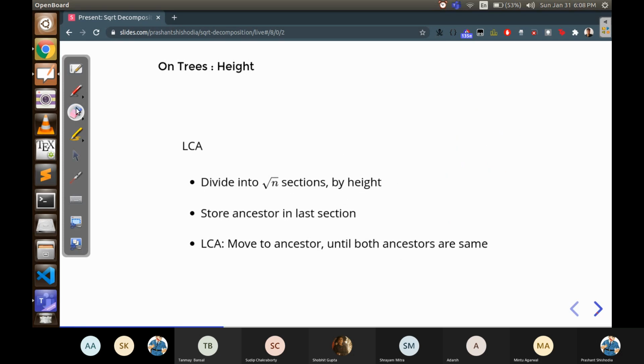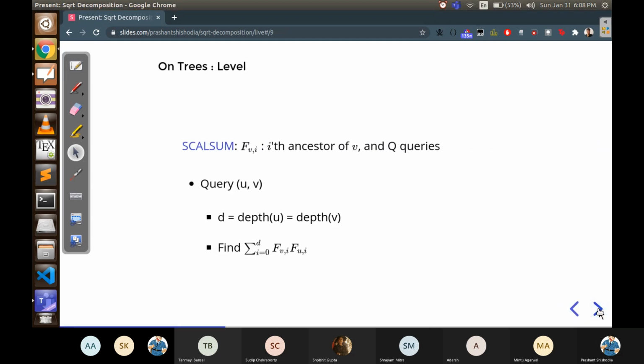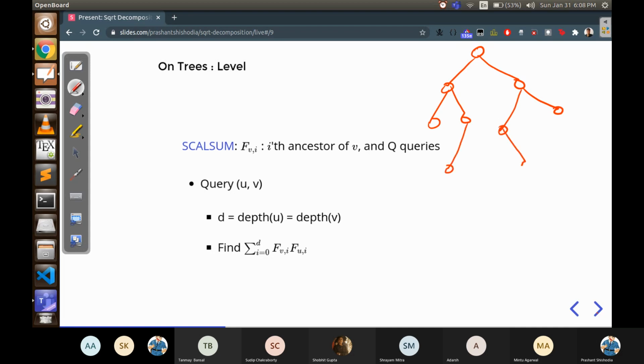Okay, let's move to the next part. The next part is interesting. It's a problem from a recent CodeChef long challenge, so many of you would have seen this problem already. You are given a tree, and you are asked many queries, and in a query you are given two vertices that are on the same level.